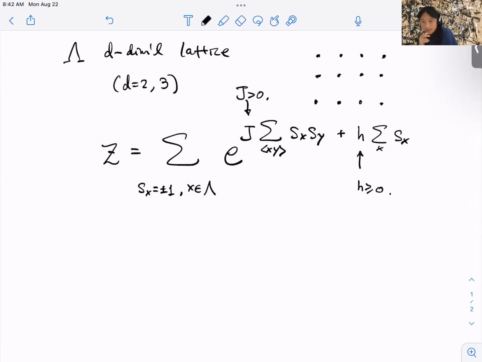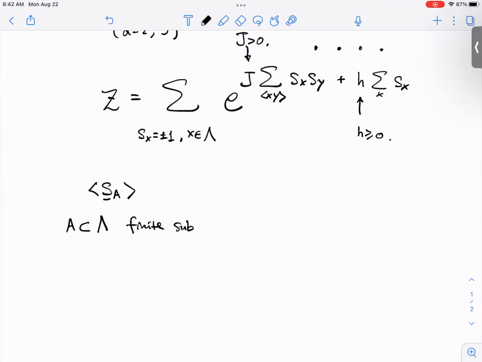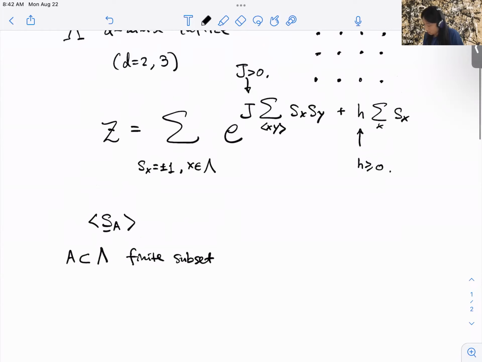And we're going to be, of course, interested in expectation values of a product, a set of products of spins. So I'm going to use this notation. A is a finite subset of points. Sorry, isn't there a minus sign in the exponent? There should be a minus. Nope. This is the ferromagnetic Ising model. If you wish, the Hamiltonian is negative.